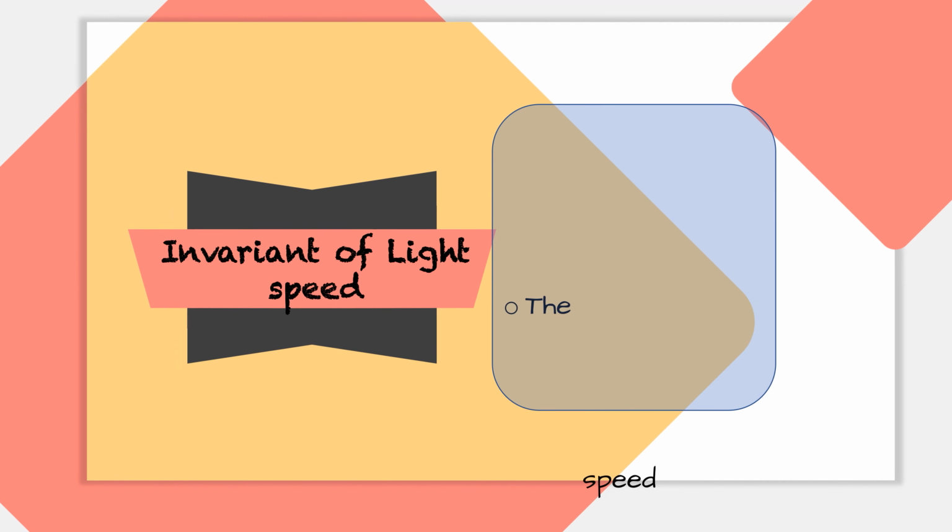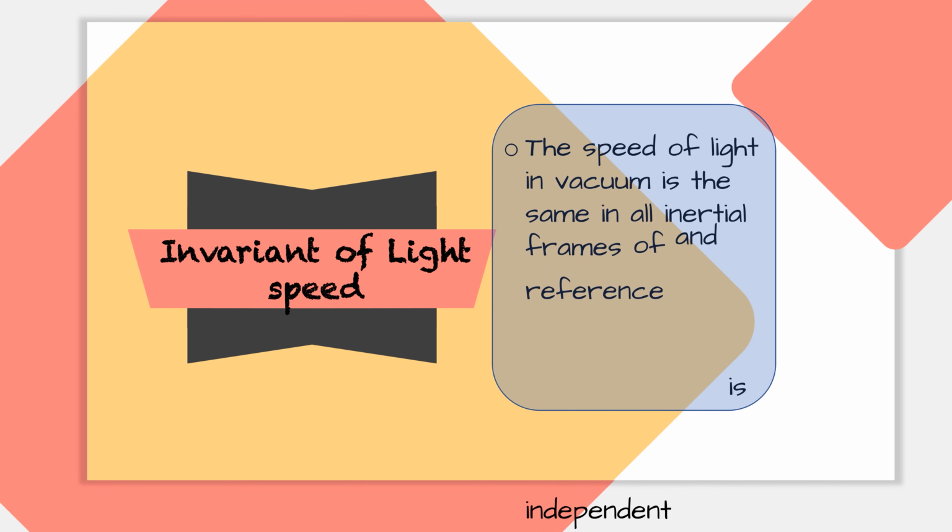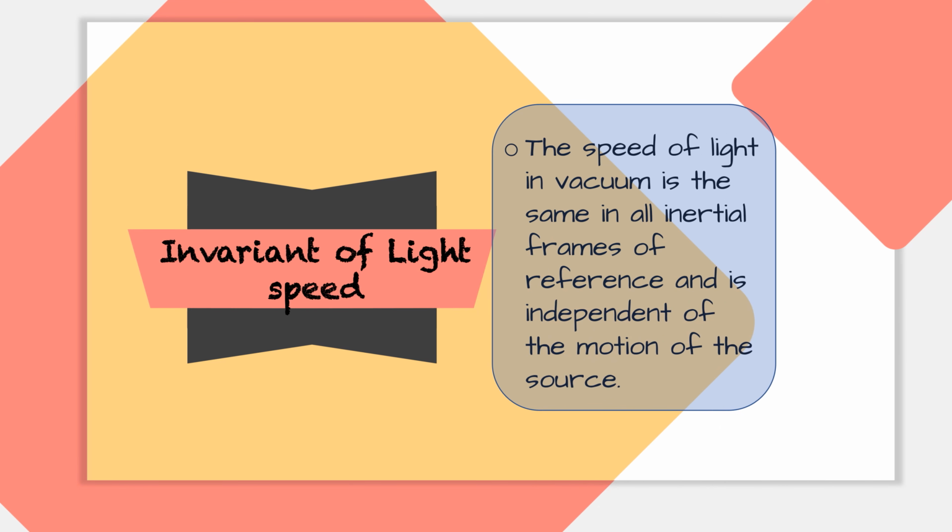Now comes to the second postulate, also called as the invariant of light speed. It states that the speed of light in vacuum is same in all inertial frames of reference, and is independent of the motion of the source. Now, to understand this, we take an example.